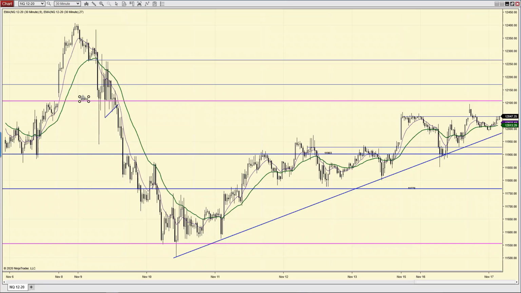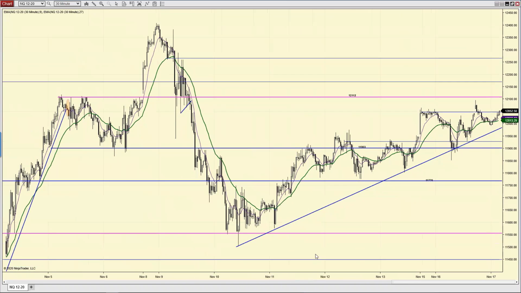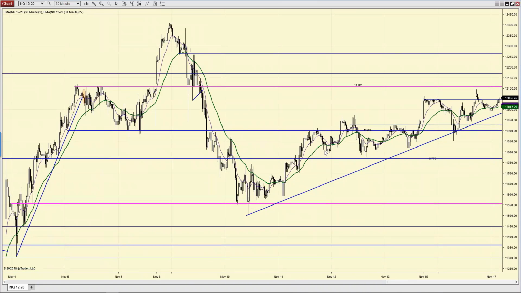The next key level above is actually just 12,112 when you're looking at it. If we can move higher, and certainly it acts like it wants to, the S&P has outperformed the NASDAQ since last week, because when the markets were under pressure, the S&P would still be holding up relatively well.